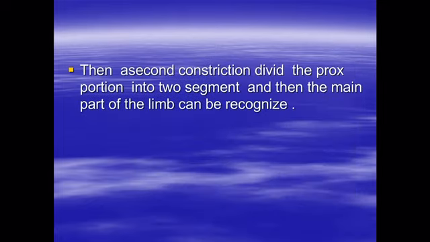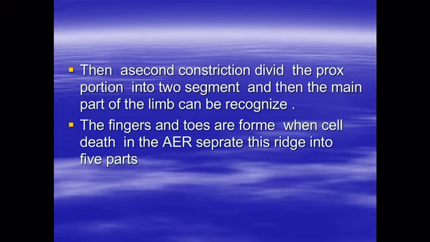Then a second constriction divides the proximal portion into two segments, and then the main parts of the limb can be recognized. The fingers and the toes are formed when cell death in the apical ectodermal ridge separates this ridge into five parts.